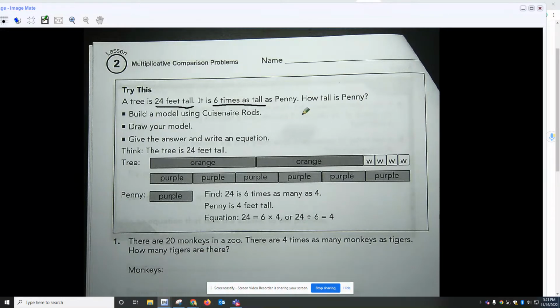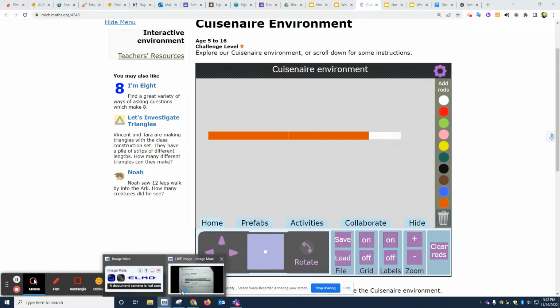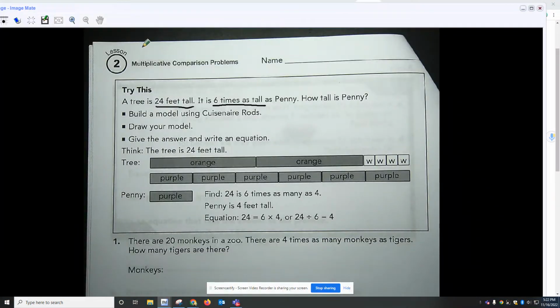And I want to look at that on the Cuisenaire rods. So if I say orange, I am saying 10. So 10, 20, that's why I used 2 oranges, and then 4 ones. 1, 2, 3, 4. And I slide this over. 1, 2, 3, 4. And that represents 24, just like on this paper that you have.